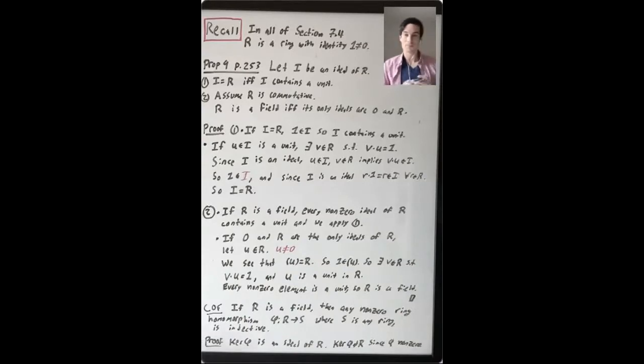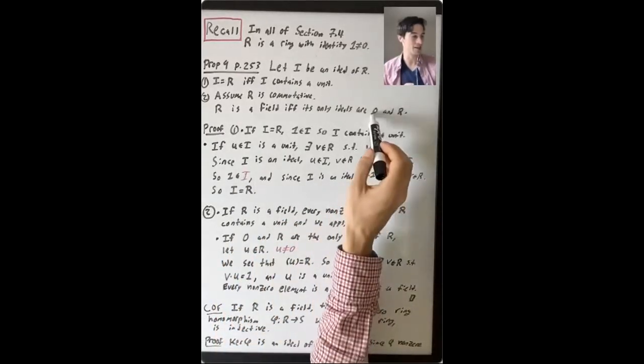All right. One immediate consequence of this statement is the following corollary. If R is a field and you have any non-zero ring homomorphism, phi, from R to S, where S could be any ring at all, it's automatically injective. All right, why is this true? Well, the kernel of any ring homomorphism is an ideal of R. So if R is a field, we know that there are two possibilities. It's either 0 or it's R.